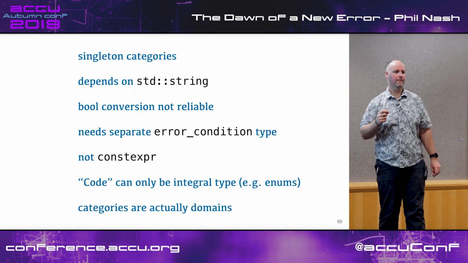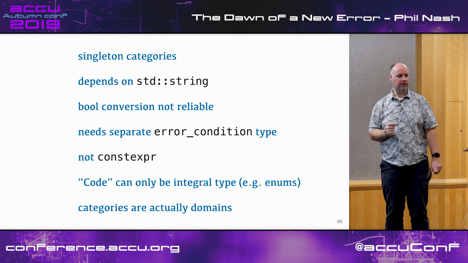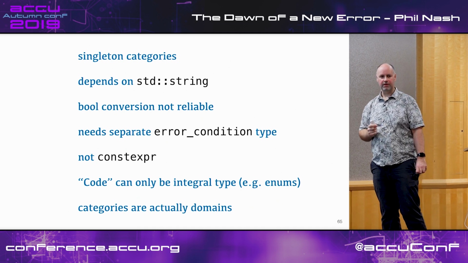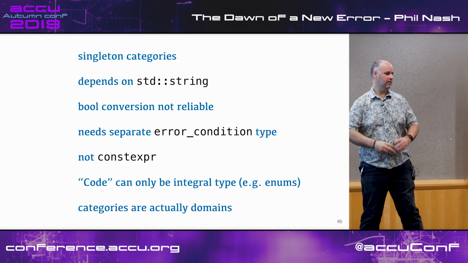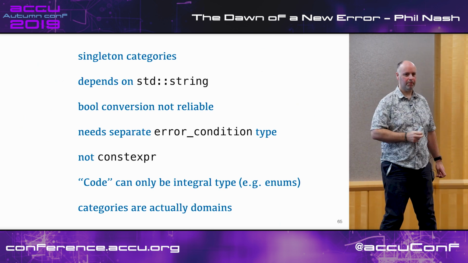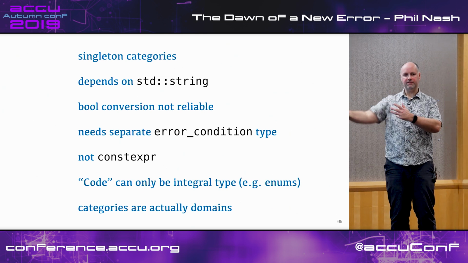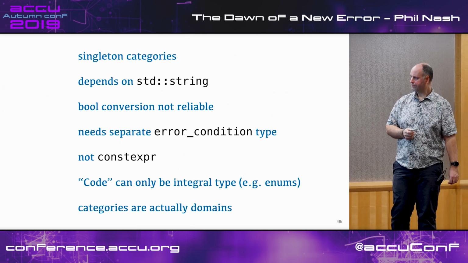The second one is, because of that message method, the whole thing depends on std::string. That might not seem like a problem. std::string is a widely used standard type we've had since C++98. What's the problem? The problem is it is actually quite a big dependency, and it pulls in lots of other stuff like locales and things like that.